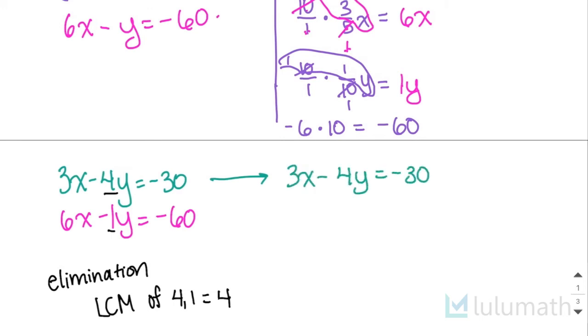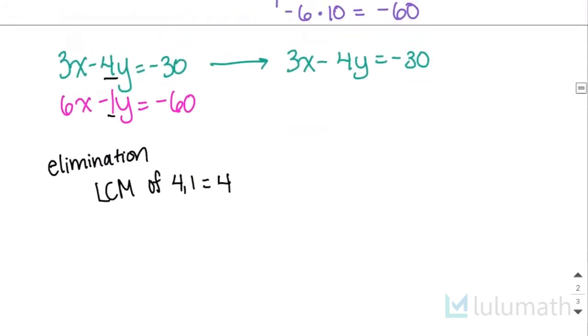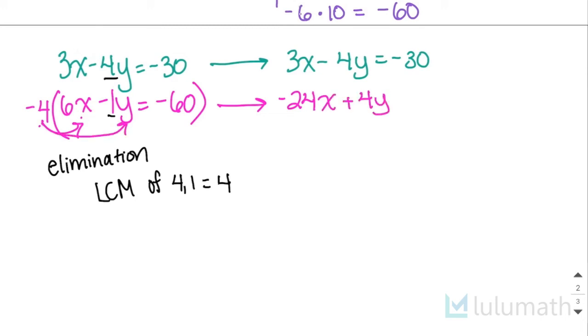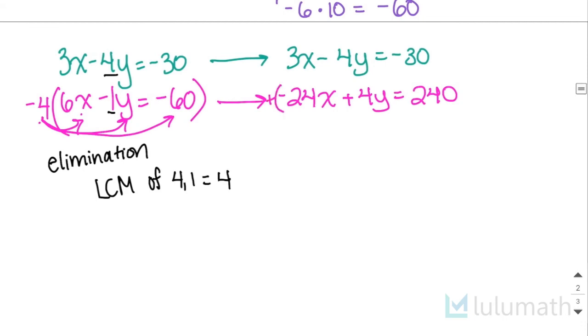Now, because this is -4 right here, I'm going to want to make sure that the pink equation right here will turn into a +4. So the way I can change this -1 right here into a +4 is by multiplying everything through by -4. So let's go ahead and see what this looks like when I multiply it through. -4 times 6x is -24x. Okay, -4 times -1y is +4y, and -4 times -60 is +240.